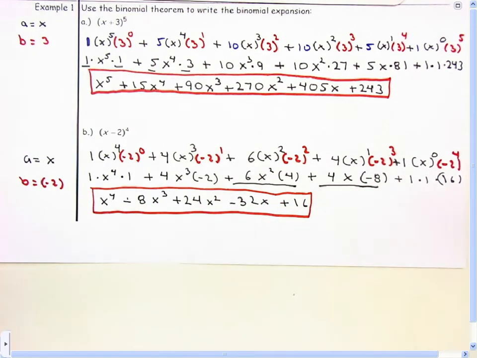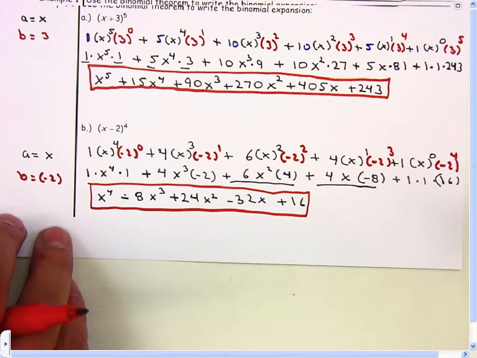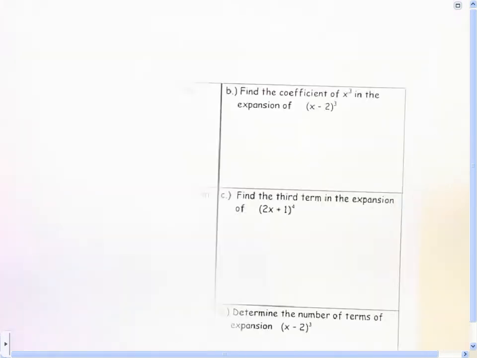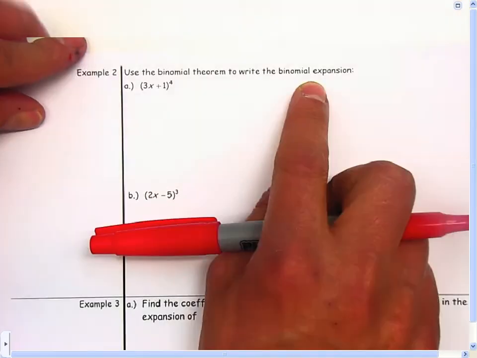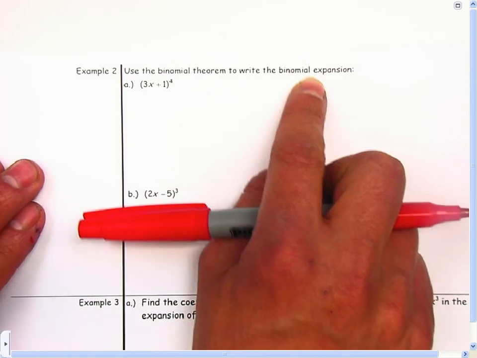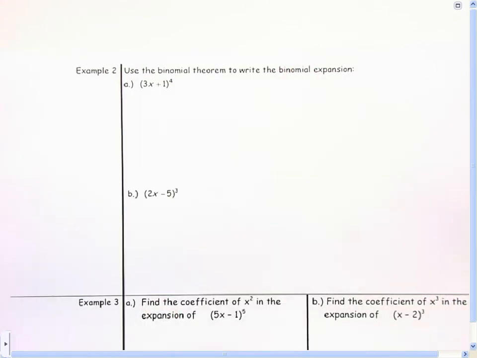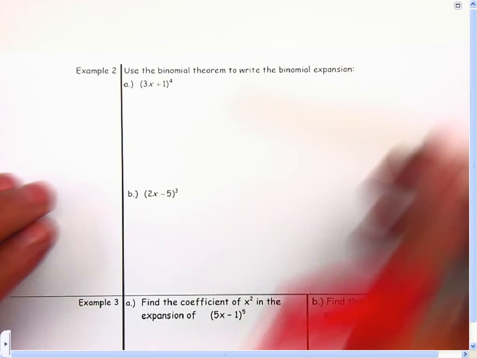Let's go through the examples on the back. Example number 2. Very similar. Use the binomial theorem to write the following binomial expansion. Notice that your exponent is to the 4th power, so it means that we have to use the 4th row.